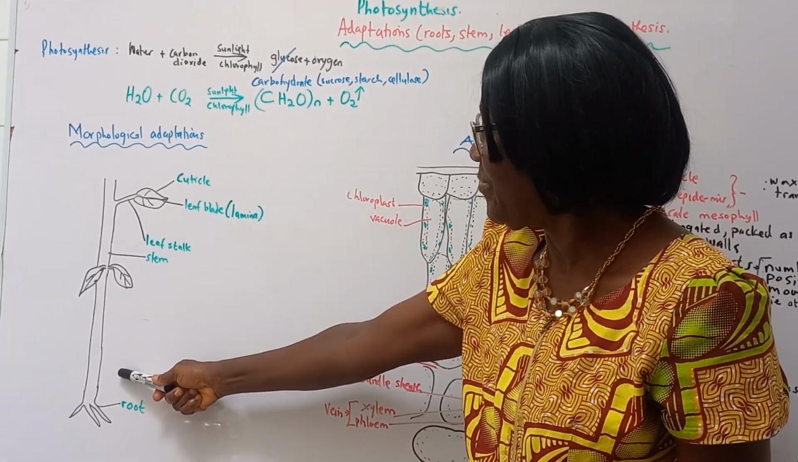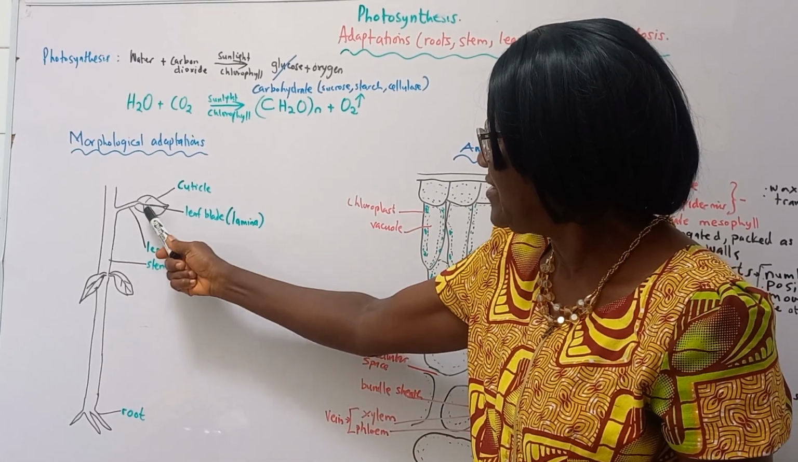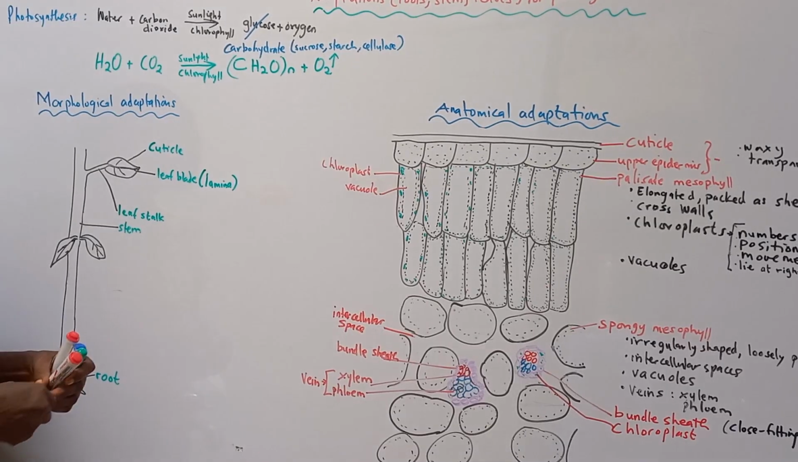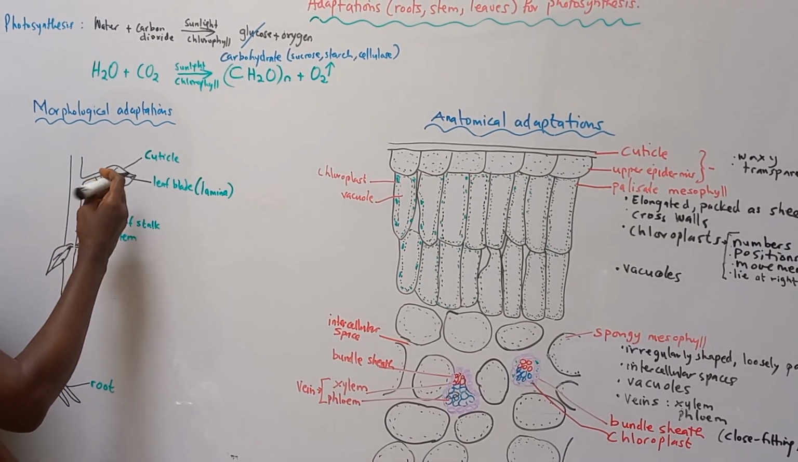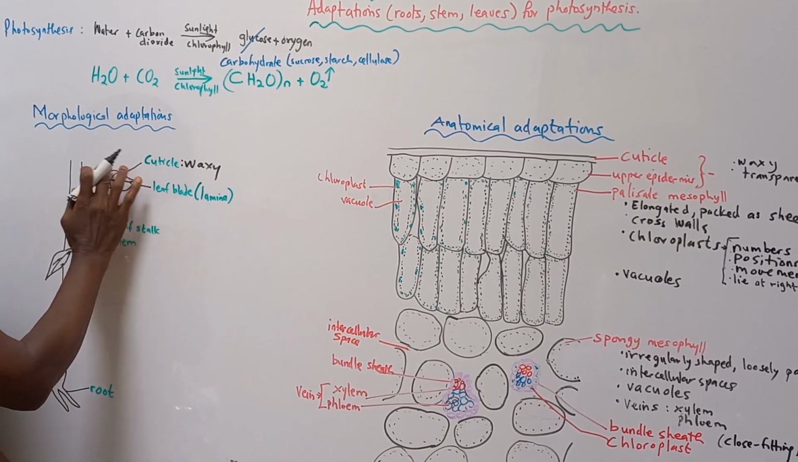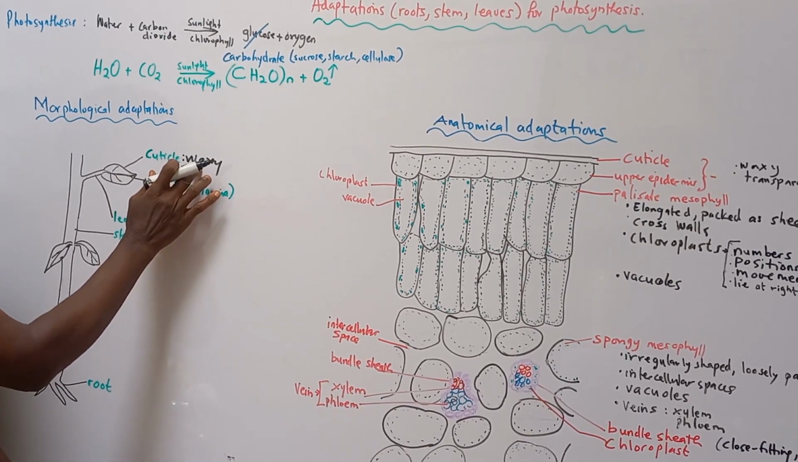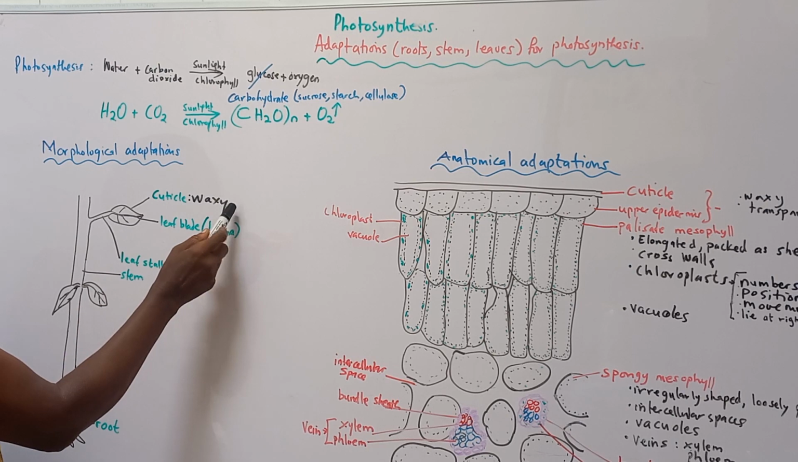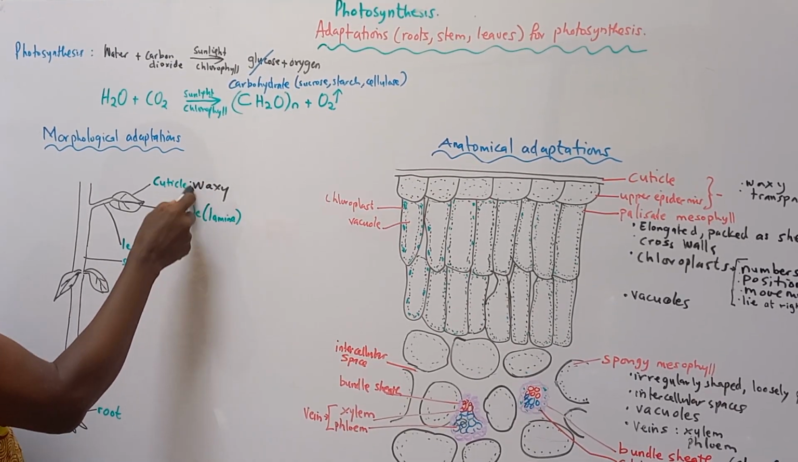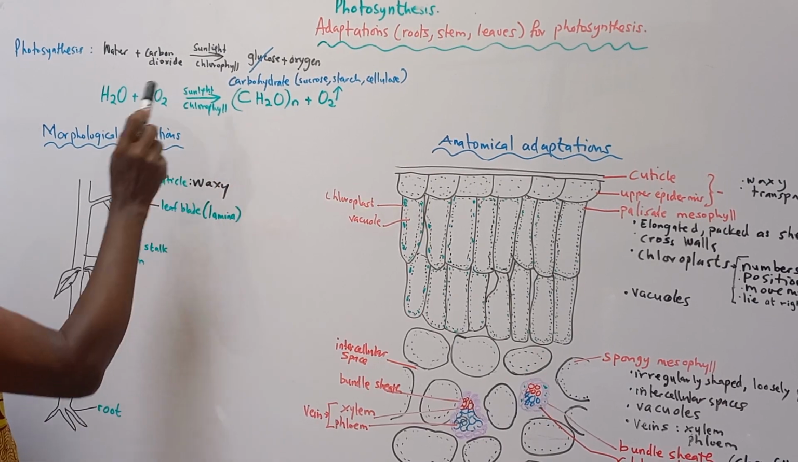So now, morphological adaptations. This is part of a plant that I have drawn. This is the leaf, stem, more leaves here, and roots. We have the leaf adaptation: you have the cuticle. This cuticle is waxy to conserve water that is necessary for photosynthesis. It reduces water loss, transpiration and evaporation, and so conserves water for photosynthesis.